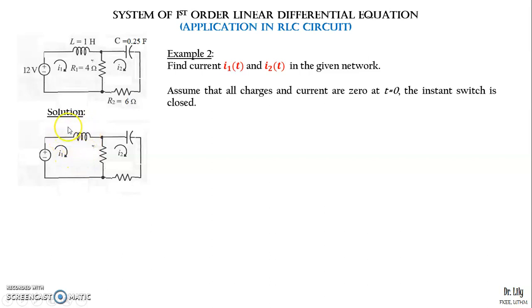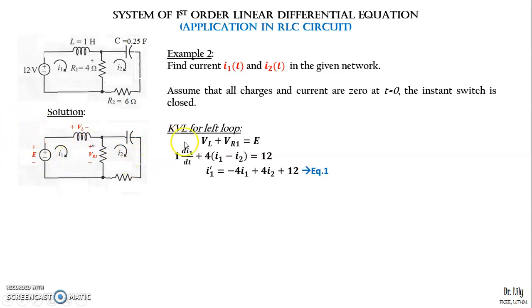Untuk passive elements seperti inductor dan resistor, kita tahu yang current mengalir daripada positive supply to negative supply. So that's why you ada positive negative VL plus positive negative VR1. So untuk active element, current mengalir daripada negative terminal to positive terminal kan. So that's why you ada negative positive E. Alright. So KVL untuk the left loop is given by total of voltage drop equal to total of voltage rise. So voltage drop is equal to VL plus VR1 equal to E.